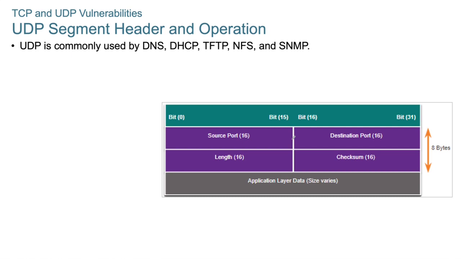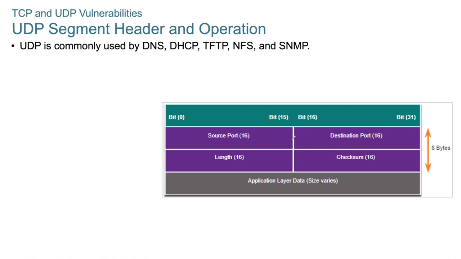UDP is a connectionless transport layer protocol. It has much lower overhead than TCP because it is not connection oriented and does not offer the sophisticated retransmission, sequencing, and flow control mechanisms that connection oriented protocols provide. It does not offer statefulness also.